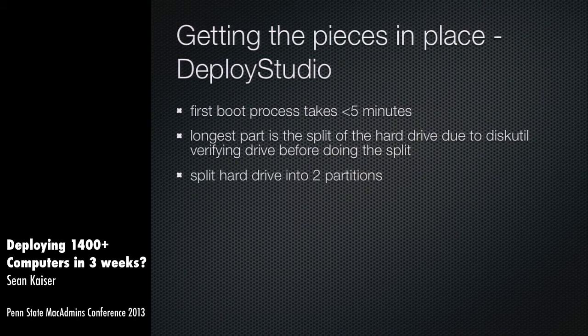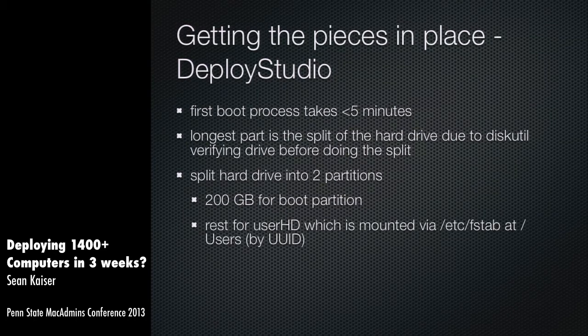You split the hard drive into 2 partitions, 200 gigs for the boot partition, for applications, OS, and so forth. At this point, it's way too much. You don't need 200 gigs because we're not really installing that much. But for future compatibility, we had a 500 gig drive. We said, let's make it 200 gigs, just in case we ever decide to install a creative suite or anything like that. The rest of it gets partitioned as user HD, which the script checks what the UUID is for that partition, sets it in the fstab to mount that /users.